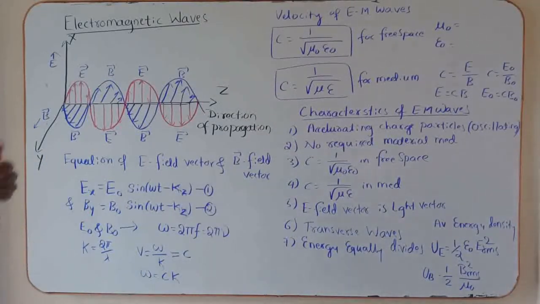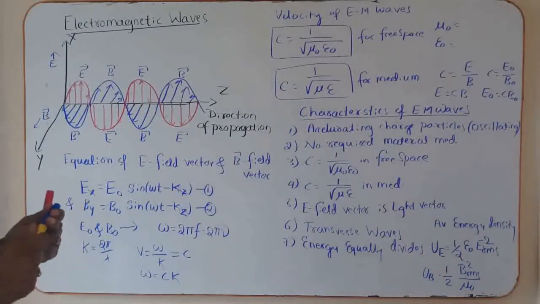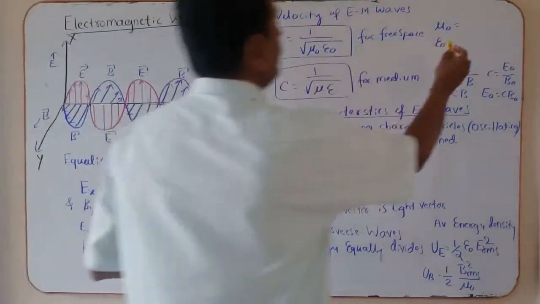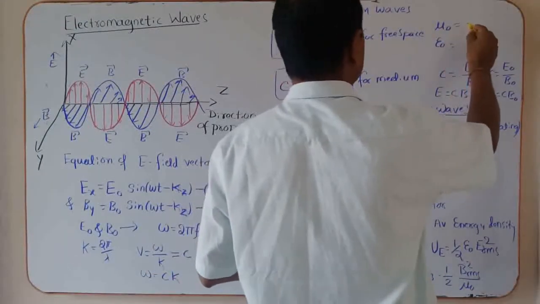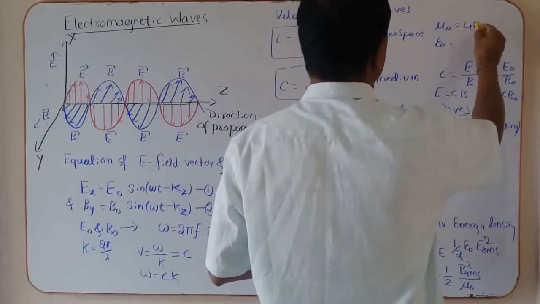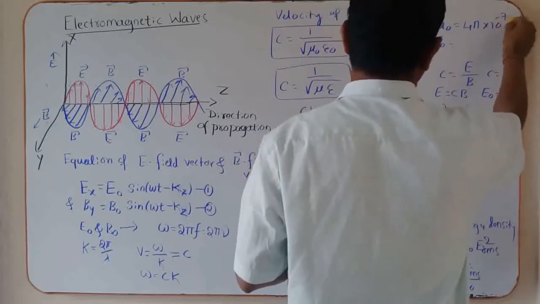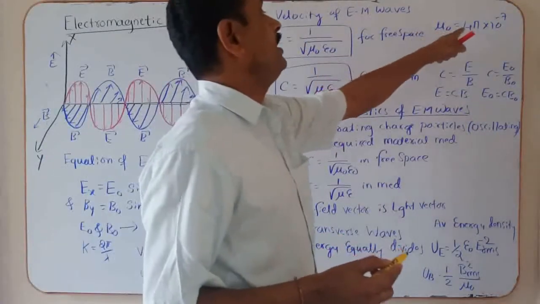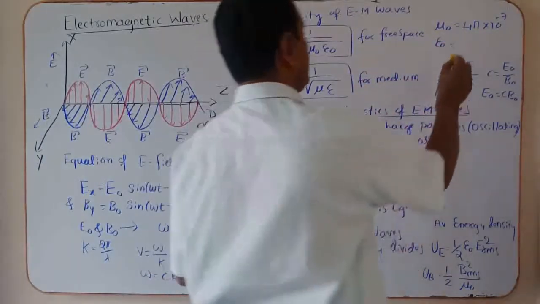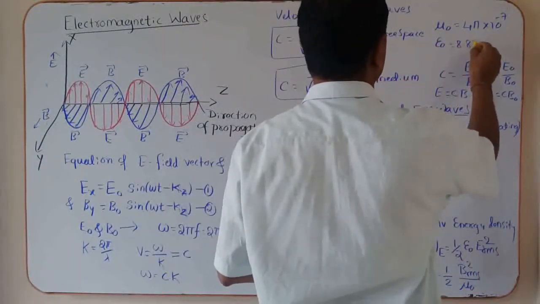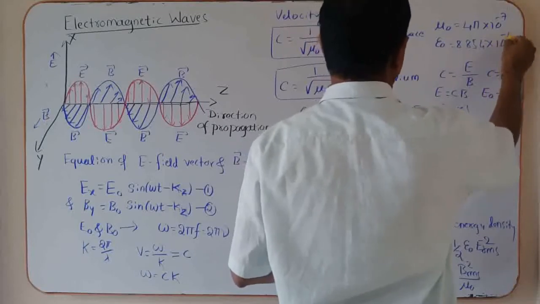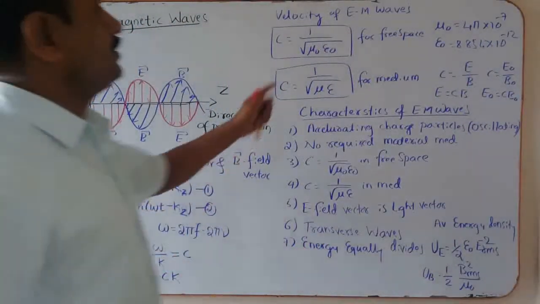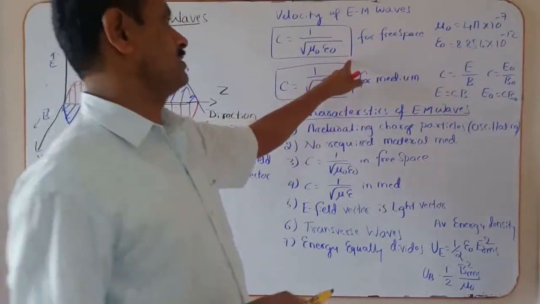Now, what is the expression for the velocity of the electromagnetic wave in free space? Here, mu naught is the permeability of free space, 4 pi into 10 to the power of minus 7 in magnitude. Epsilon naught is the permittivity, 8.854 into 10 to the power of minus 12. Now you substitute these, as it is in free space.